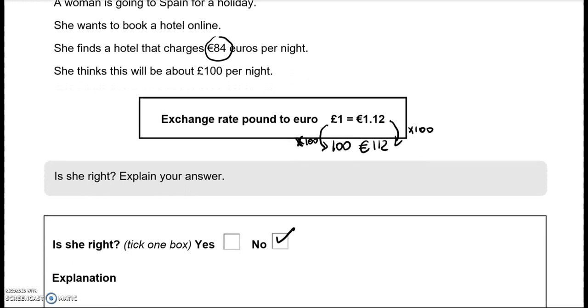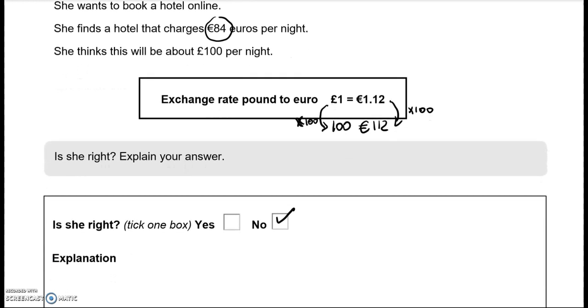And we can say here that 100 pounds is equal to 112 euros. Or you could have converted the 84 euros to see what that was in pounds. That would be fine as well.